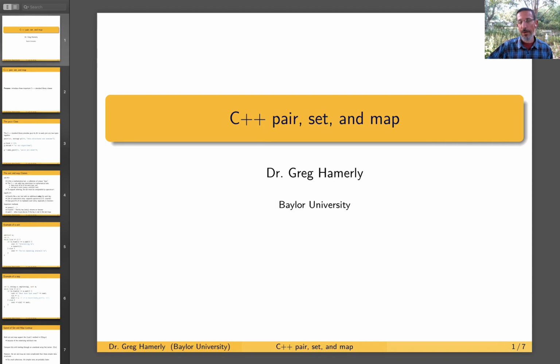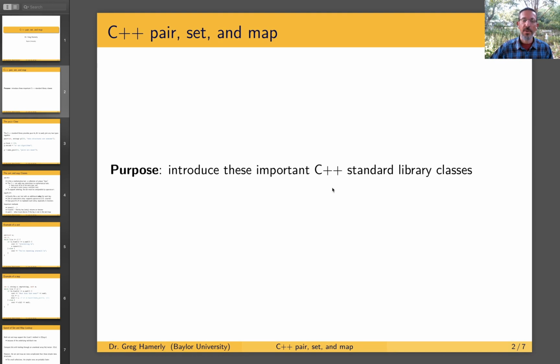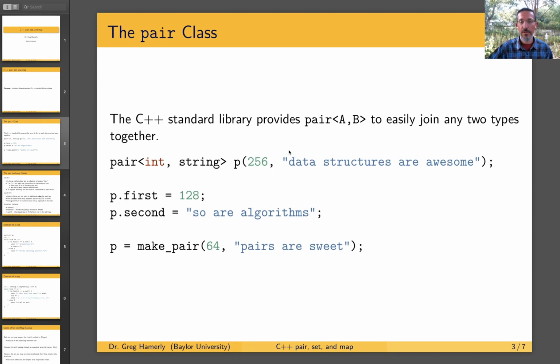Welcome to this lecture where we're going to talk about the types pair, set, and map from the C++ standard library. These are important classes, so we want to introduce them here. You'll be using them in Project 2, let's talk about them.